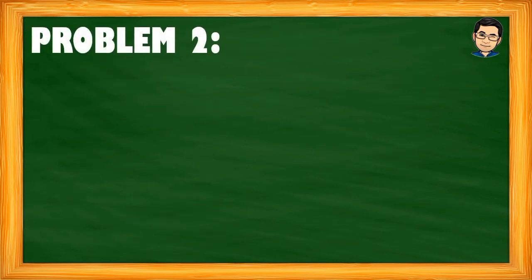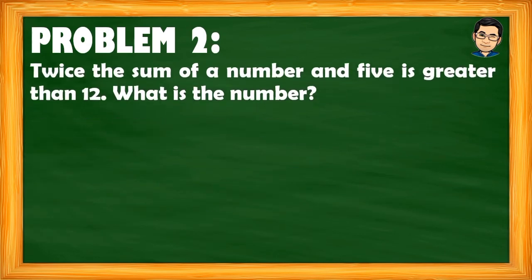So, let's have the next problem. Twice the sum of a number and 5 is greater than 12. What is the number? So, twice the sum of a number and 5. So, yung sum ng number tsaka 5, ito twice natin. Ibig sabihin, dodoblihin natin. So, magiging 2 times the quantity of x plus 5.